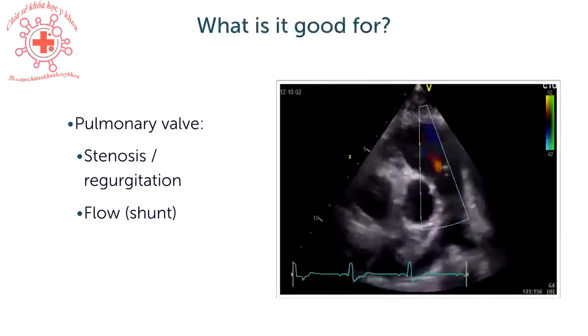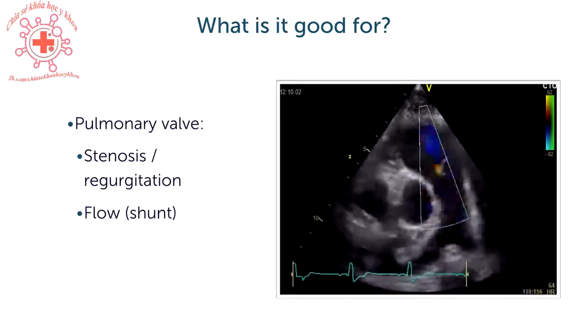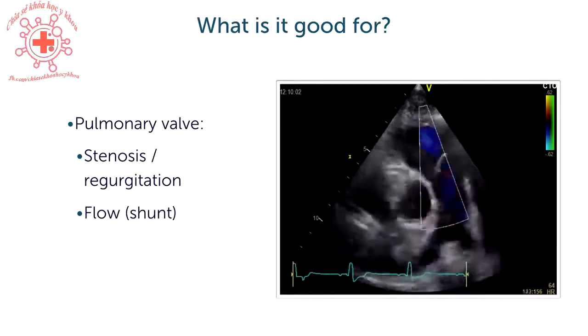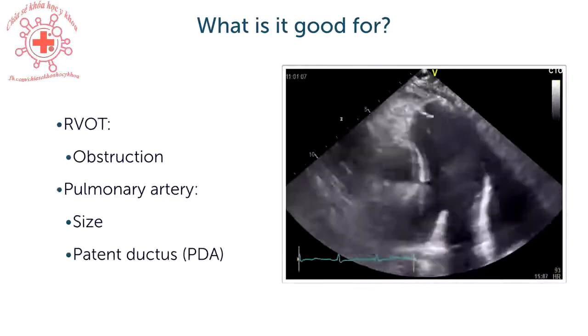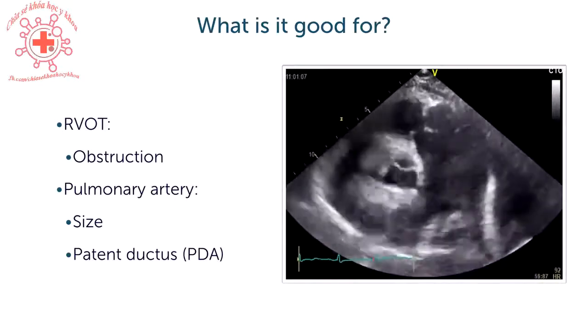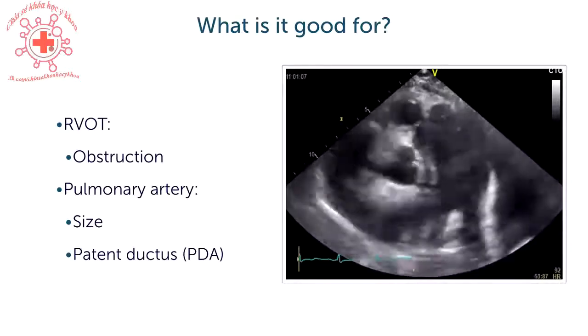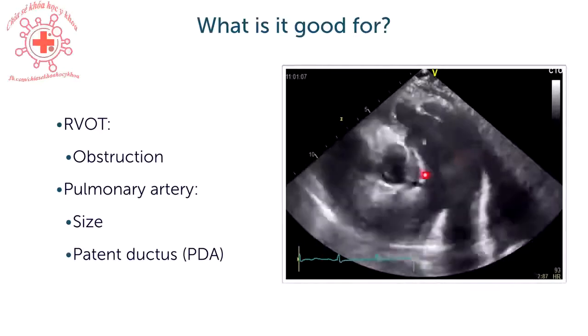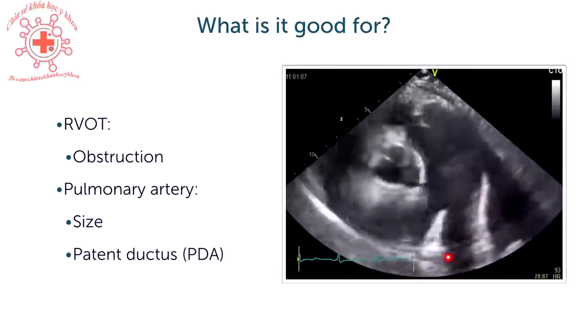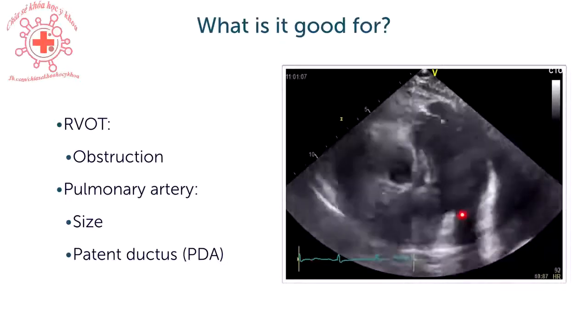What is it good for? Well, obviously to look at the pulmonic valve to detect stenosis and regurgitation, and to look at flow. You can measure the velocity of flow across the pulmonic valve and through the outflow tract, and that helps you to quantify, for example, shunts. You can look at the right ventricular outflow tract to detect obstruction, I mentioned that already, but also to look at the size of the pulmonic artery. Here's a beautiful example of a patient who has a very wide pulmonic artery. Right down here would be the region where you would expect a patent ductus. So this view is equally important to detect this form of congenital heart disease.